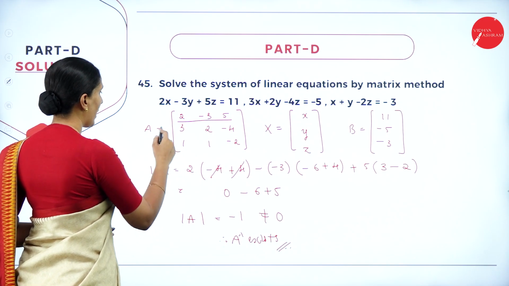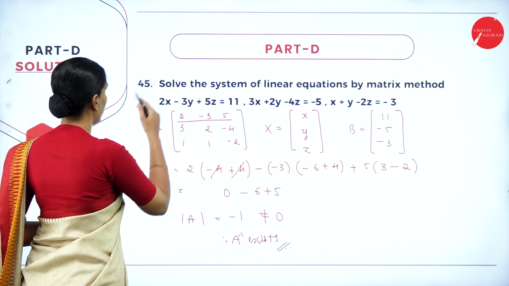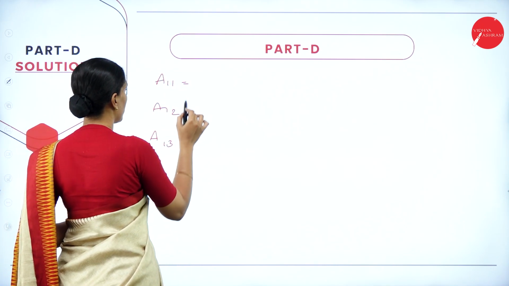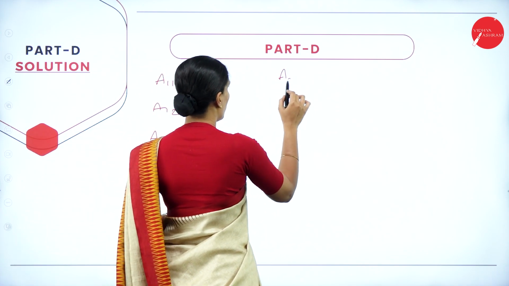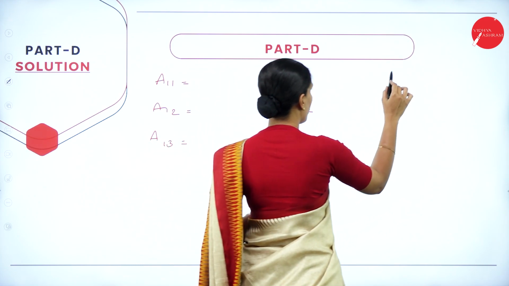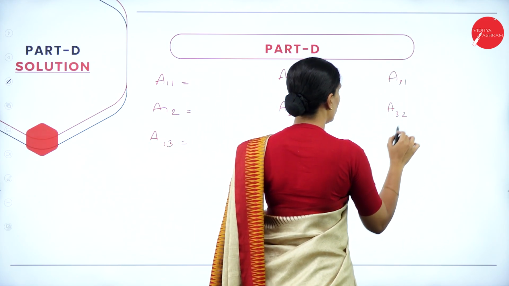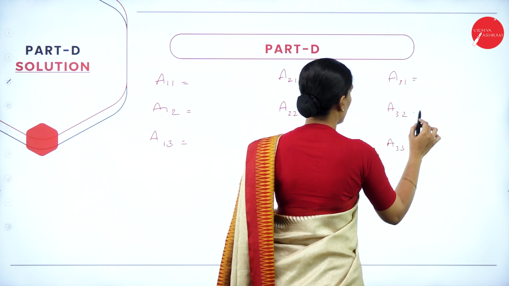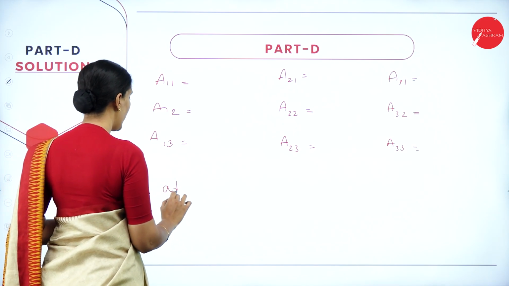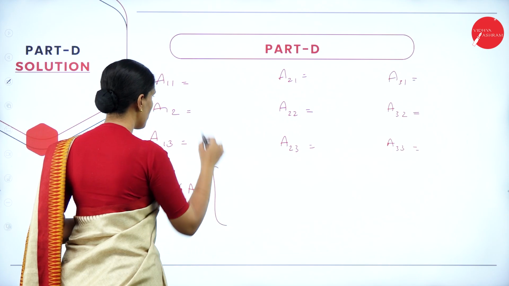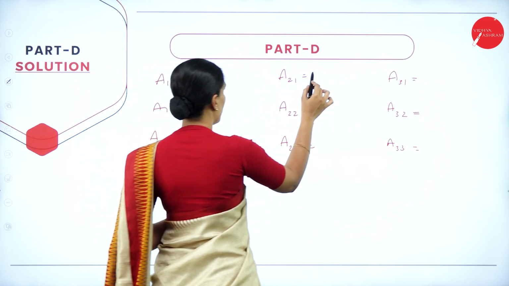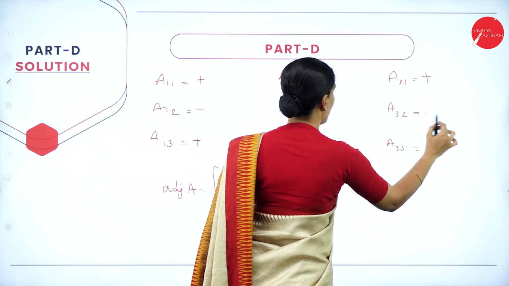So before that, let us find the cofactors of each element. So now we have A11, A12, A13, A21, A22, A23. Next we have A31, A32, A33. Let's write all these in a vertical manner so that we can directly write adjoint A by writing the elements column wise. Now let's put the signs plus, minus, plus, minus, plus, minus, plus, minus, plus.